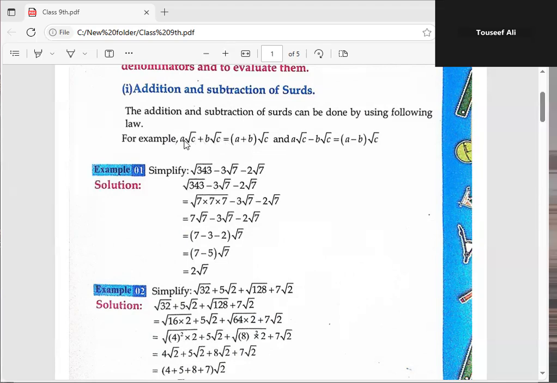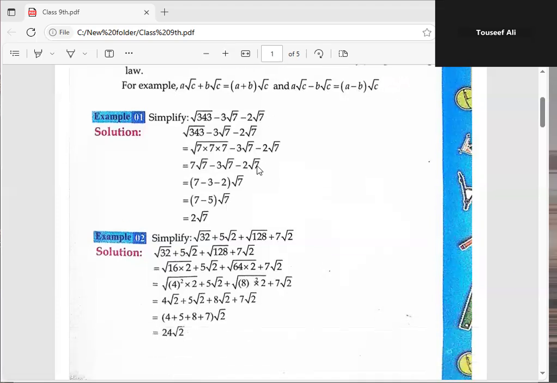Here in these two terms, there is root c, which is surd. This surd is common in both terms. So we will take root c as common, then the remaining term is a plus b. In this term, a root c minus b root c equals a minus b root c. A minus b root c is common, then the remaining terms are a and minus b. The same procedure we will follow in these examples.